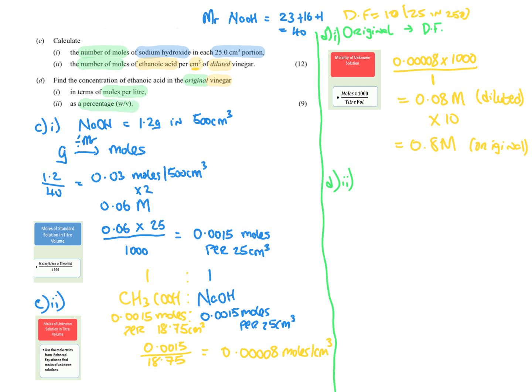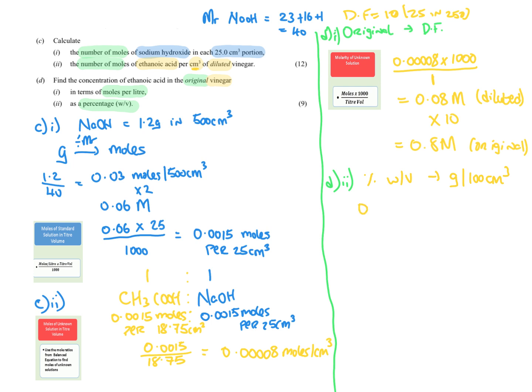So percentage weight per volume, to remind you, I've mentioned this already, and I'm going to do this in yellow because it's for your vinegar. Percentage weight per volume basically means grams per 100 centimeters cubed. So I currently have moles per litre. So I need to get that into grams per 100 centimeters cubed.